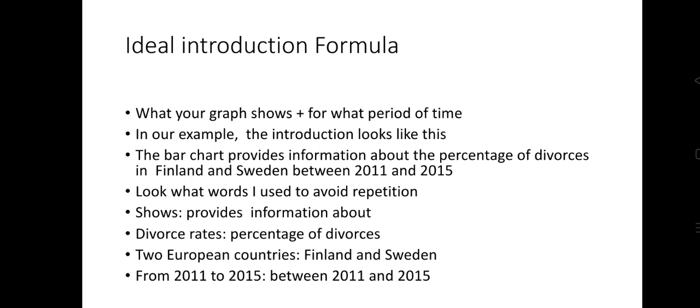Now look what words I used to avoid repetition. In place of shows, I wrote provides information about. In place of divorce rates, I wrote percentage of divorces. In place of 2 European countries, I wrote Finland and Sweden. And in place of from 2011 to 2015, I wrote between 2011 and 2015. In this way, we can use other words to avoid repetition.